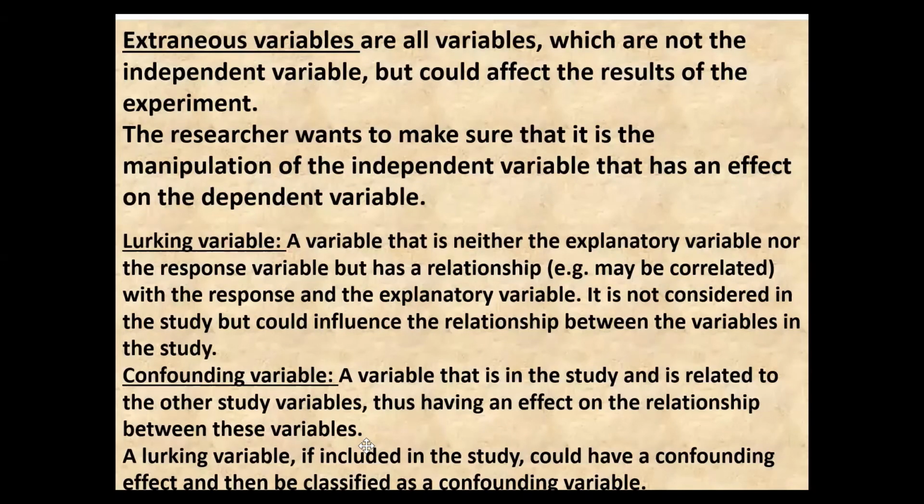Then comes the lurking variables. A variable that is neither the explanatory variable nor the response variable. Means that it is neither the IV nor the DV, but has a relationship with the response and the explanatory variable. Lurking variables are neither the IV nor the DV, but may have a relationship with both. It is not considered in the study, but could influence the relationship between the variables in the study. For example, supposing the effect of nutrition upon development of a child, here the socioeconomic status of a child could serve as a lurking variable.